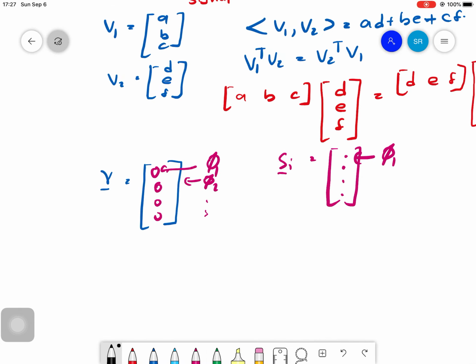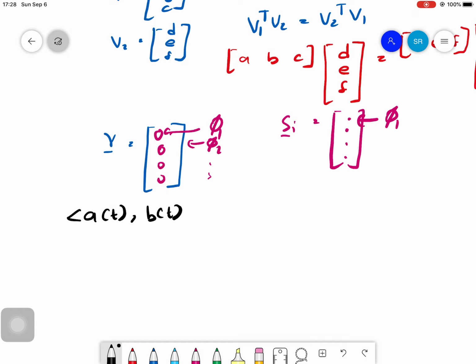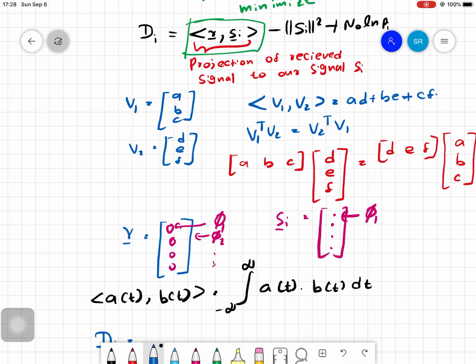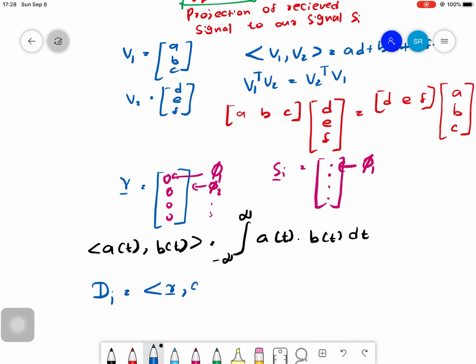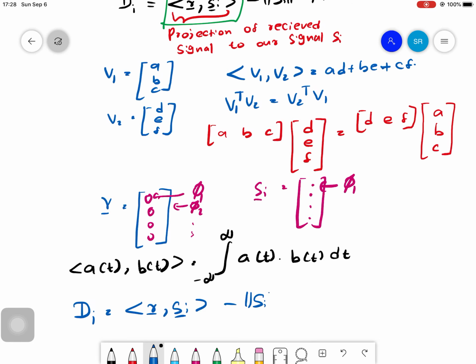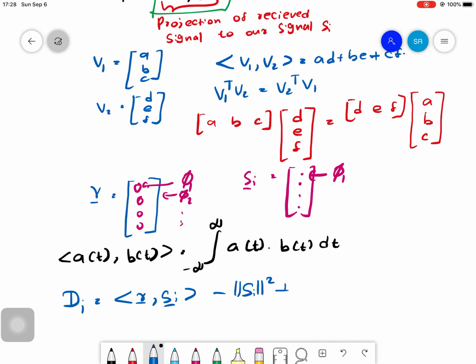But if we do it with real signals, if we take two signals a(t) and b(t), we define the inner product between those two signals as the integral from minus infinity to plus infinity of a(t) times b(t) dt. With that, we can take our decision variable as d_i equals r times s_i minus the norm of s_i squared plus N naught ln P_i. This is my new decision variable.